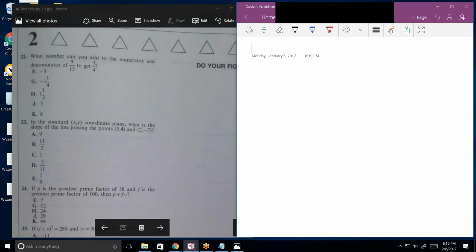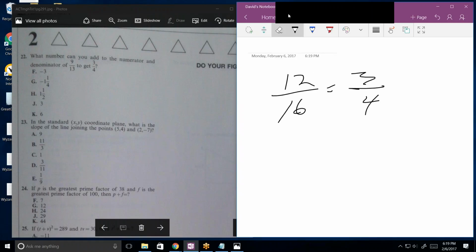If you add 3 to the numerator and denominator, you get 12 over 16. Isn't it 3? Or J? Well, you would get 12 over 16, which, yes, is 3/4. Exactly.